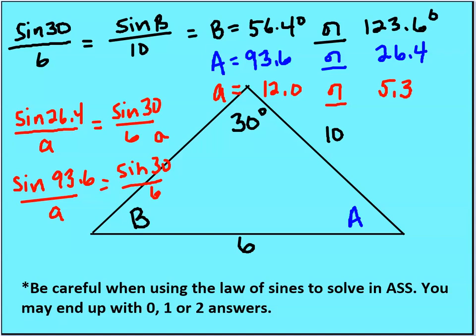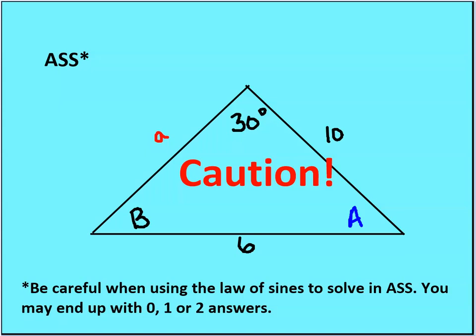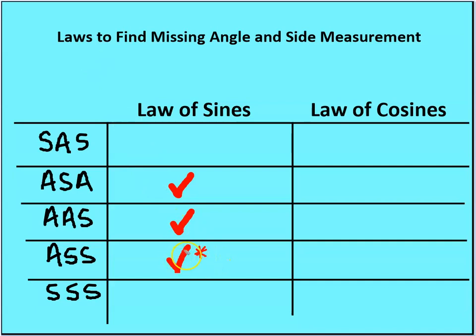For angle B, 56.4 or 123.6, angle A, 93.6 or 26.4, and side length a, 12 or 5.3. So you need to be careful again when using the law of sines to solve angle, side, side triangles, because you can end up with 0, 1, or 2 answers. So let's just say use caution when using law of sines for angle, side, side. And so we're going to put a little asterisk next to our check, and we're going to move on.